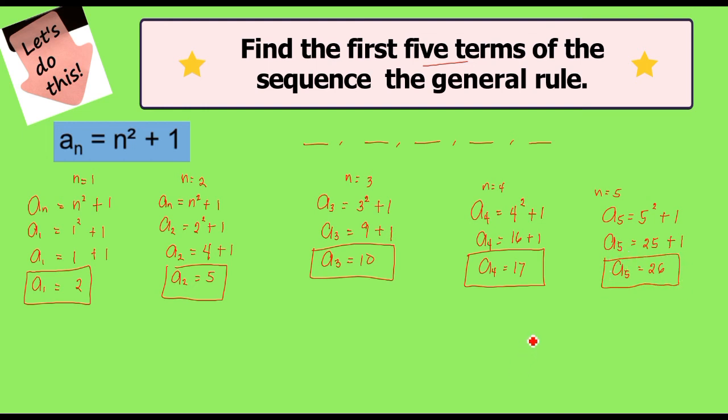So, ano po ang mga term natin, 5 terms? So, we have 2, 5, 10, 17, and 26. Okay, so given the general rule, we already have our 5 terms of our sequence given the general rule a sub n equals n squared plus 1, which is 2, 5, 10, 17, and 26.